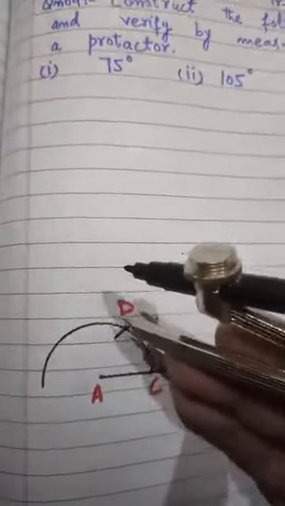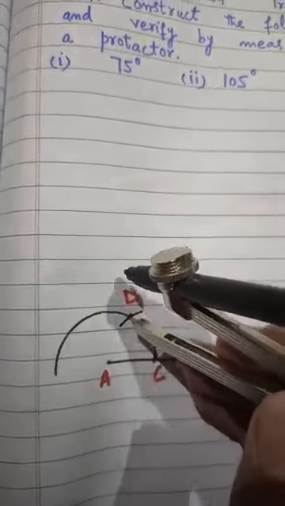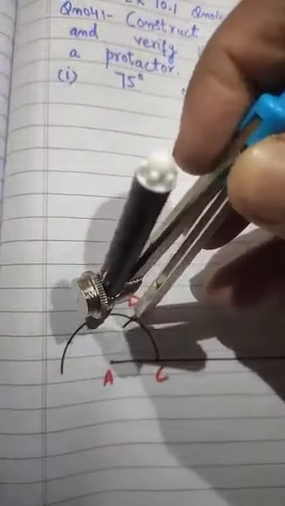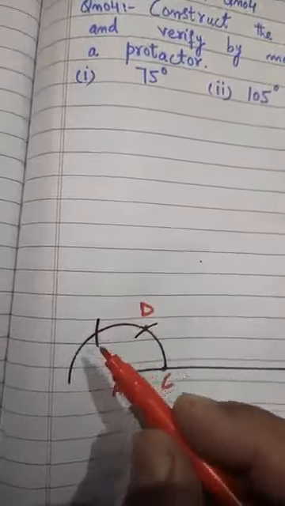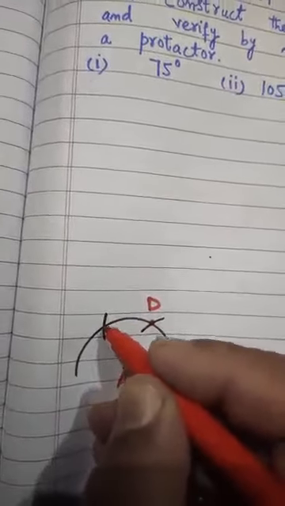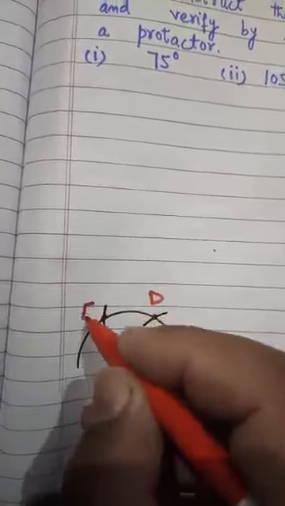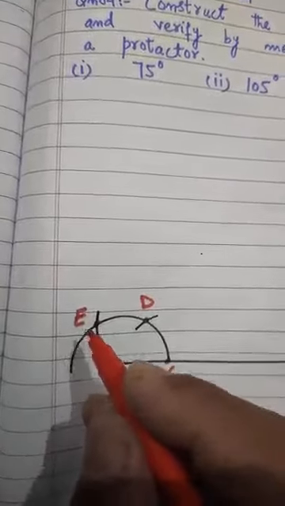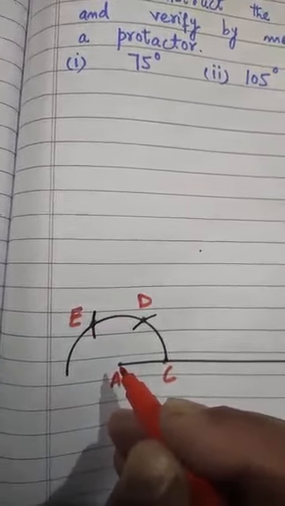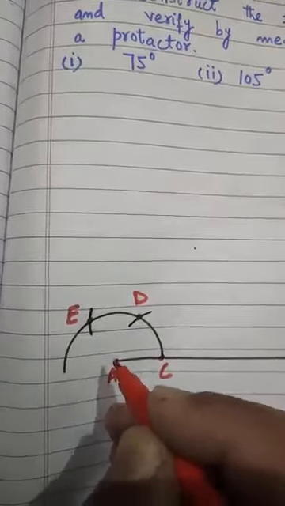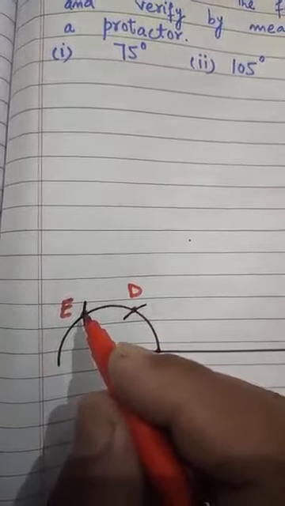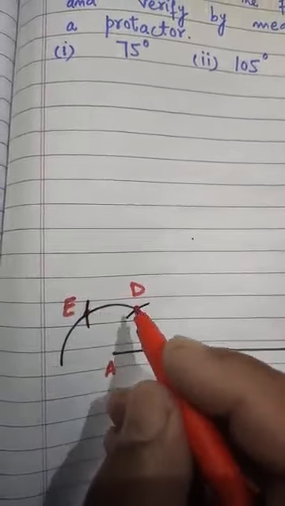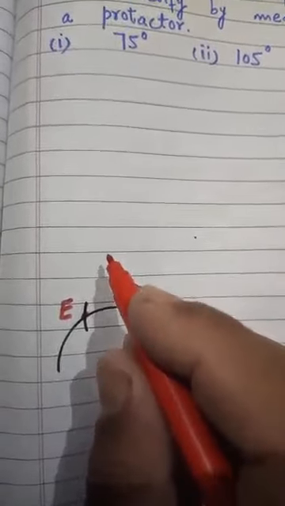After that 60 degree, with D as center we draw another arc, and this arc intersects the main arc again at point E. If we join point A with D, it is 60 degree. If we join point A with point E, we will get 120 degree. And in between these 60 and 120 is 90 degree, because we need 90 degree.